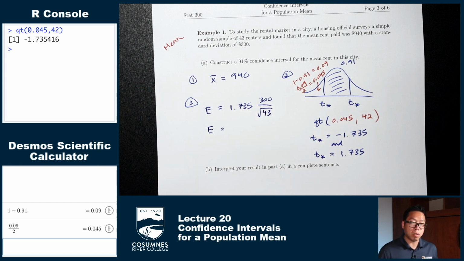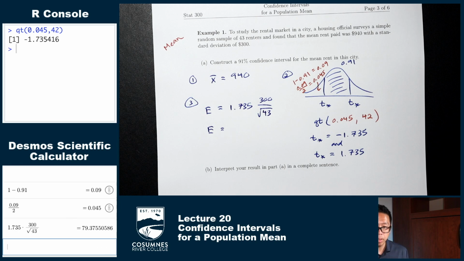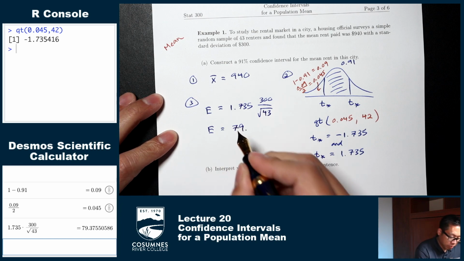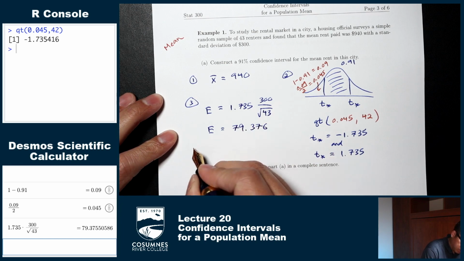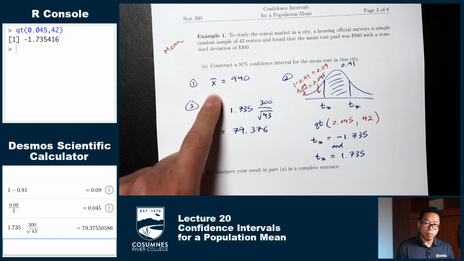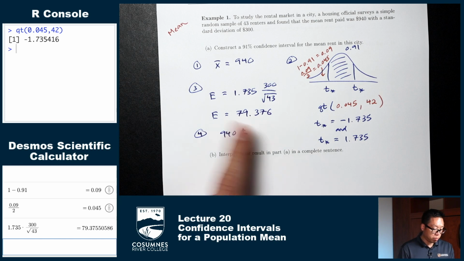Enter this into a calculator, 1.735 times 300 on top, square root of 43. Okay, round to 3 decimal places. This is 79.376. Okay, and then finally, you'll take your point estimate from step 1 plus minus the margin of error from step 3.